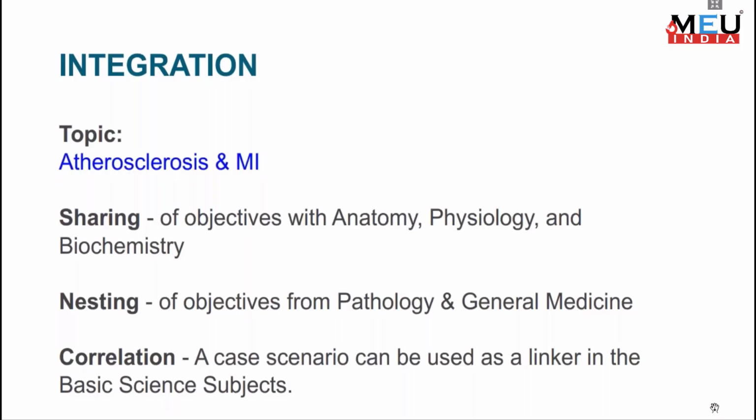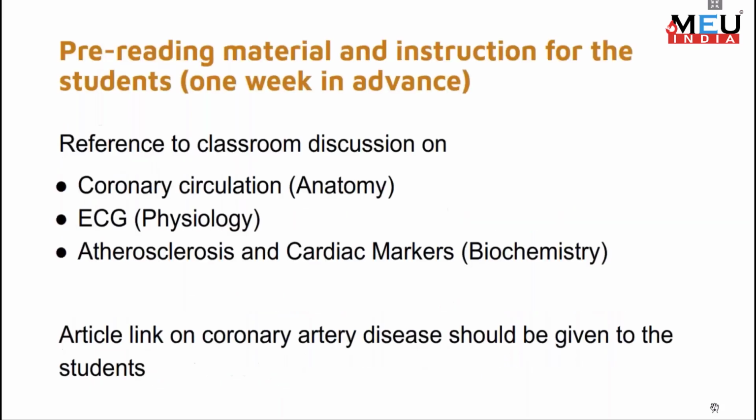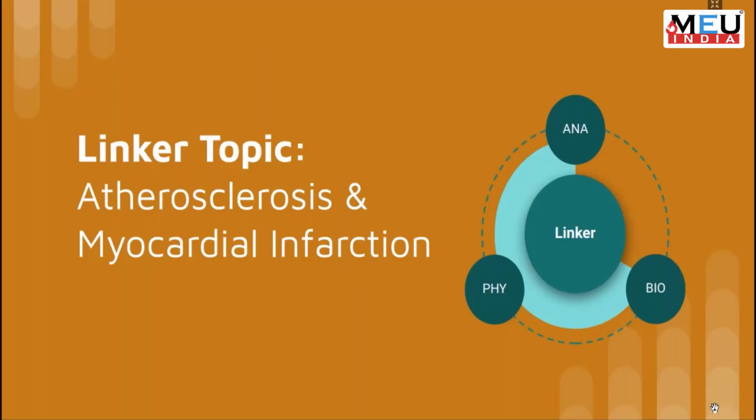The next topic is for integration: atherosclerosis and myocardial infarction. This is by sharing of objectives with anatomy, physiology, and biochemistry, the basic sciences. Nesting can be done with objectives from pathology and general medicine. It can be correlated, but a case scenario can be used as a linker in the basic science subjects. The linker topic is atherosclerosis and myocardial infarction.